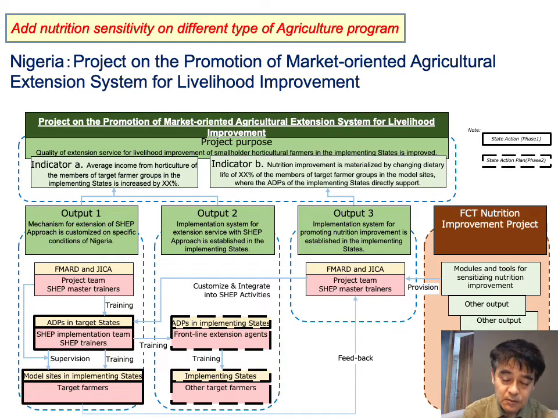Market-oriented agriculture is supported through the SHEP concept under JICA program. And additionally, JICA is trying to add on a nutrition component on this market-oriented agriculture.